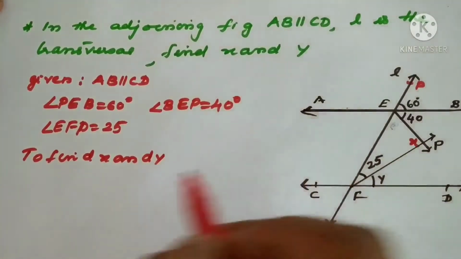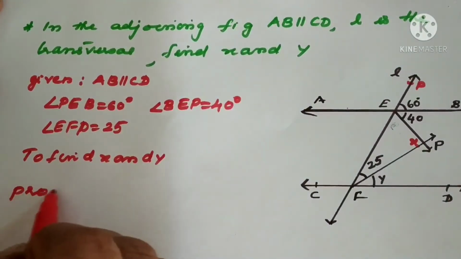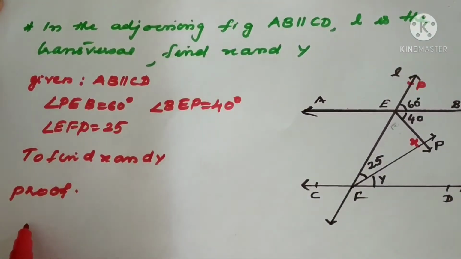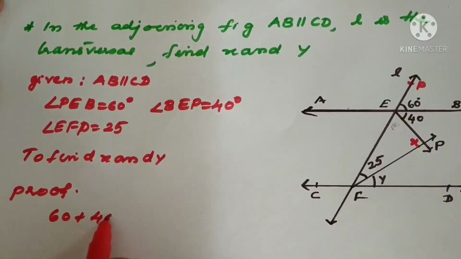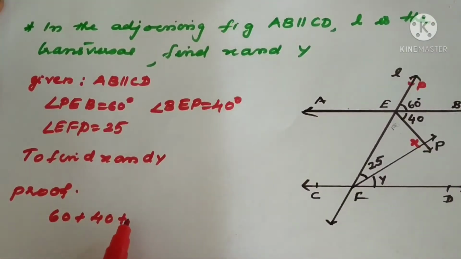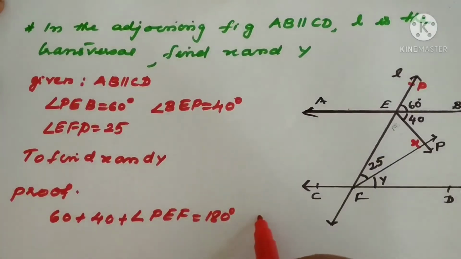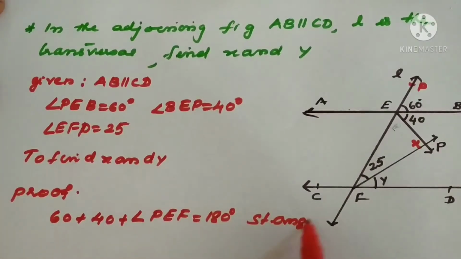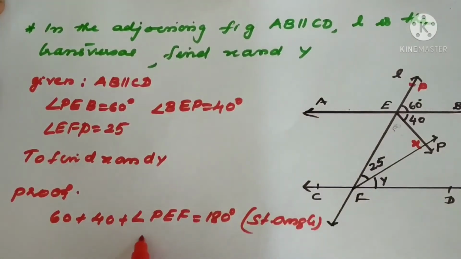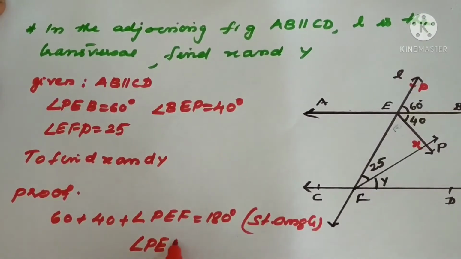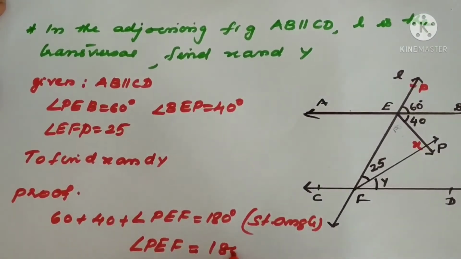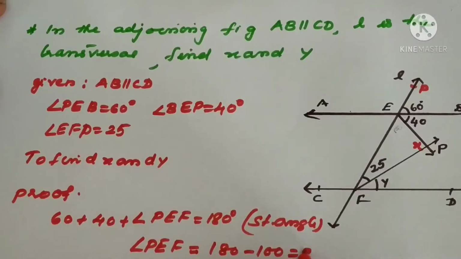This angle is X. Proof: 60 plus 40 plus angle PEF equals 180 degrees, straight angle. So angle PEF equals 180 minus 100, equal to 80 degrees.